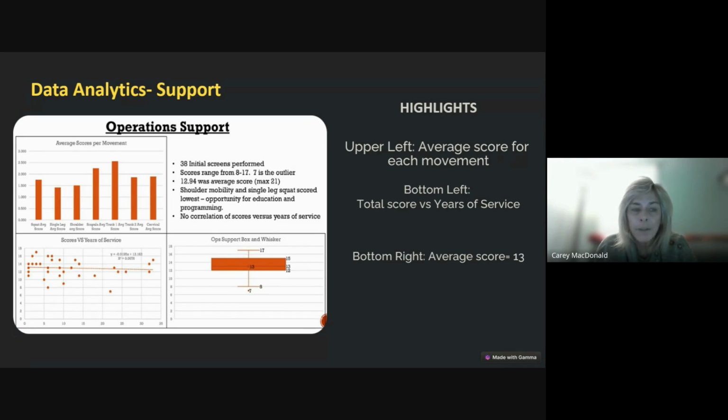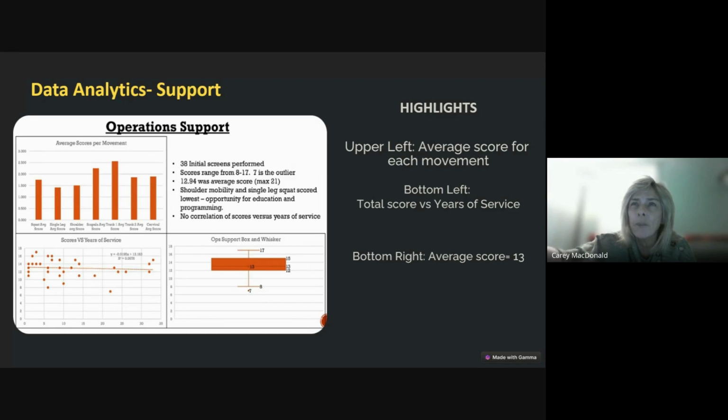So I think the squat and the single leg dip is because they sit a lot. A lot of these people were more of the office workers than they were like fleet and warehouse. But even they sit significantly too. So I'm wondering if that had anything to do with it. And their score was a little lower.